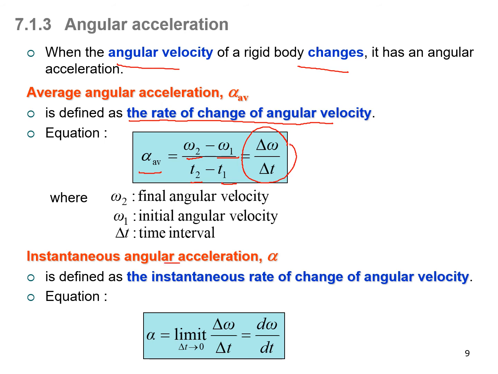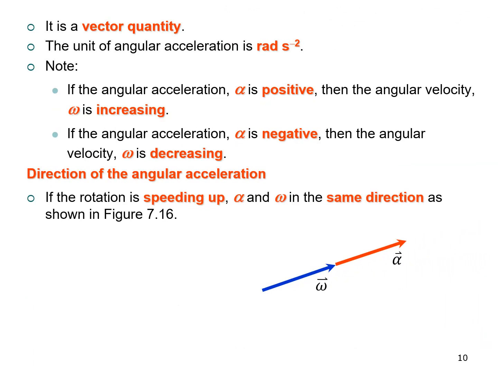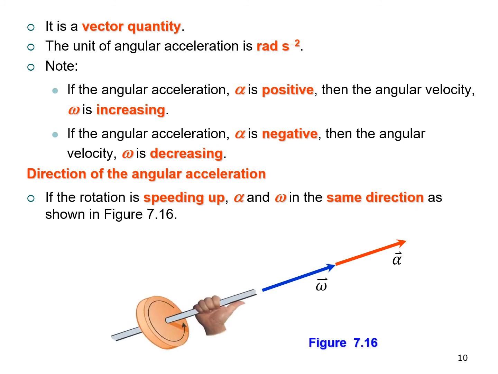Next, we focus on instantaneous angular acceleration. Symbol alpha is defined as the instantaneous rate of change of angular velocity. Alpha equals the limit as delta t goes to 0 of the change of angular velocity divided by the change of time, which equals d omega dt, where we need to differentiate the equation of angular velocity with respect to t. After differentiating, we can find our instantaneous angular acceleration. It is a vector quantity. The SI unit of angular acceleration is radian per second squared.